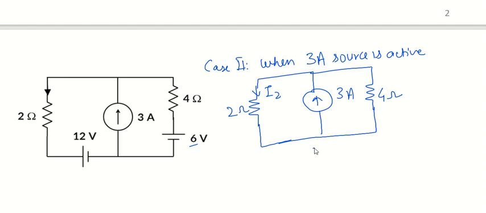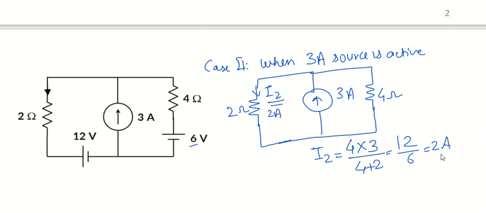So we have to find out the amount of current flowing through 2 ohm. So just apply current division. In current division, you know that you have to take the opposite resistance. The opposite resistance is 4 ohm. So 4 cross 3 divided by 4 plus 2. Now the amount of current flowing through this 2 ohm will be 2 ampere. This I2 value is 2 ampere.